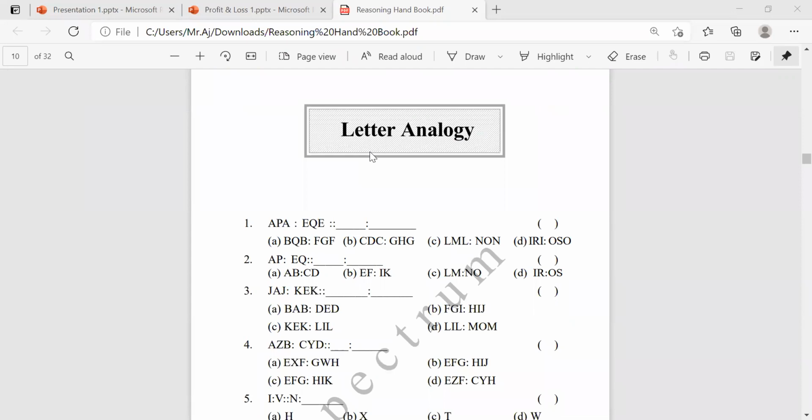Letter analogy is nothing but finding the similarity. What's the similarity in this? We need to find out the similarities, right? So first thing, I'm just giving the basics to you.